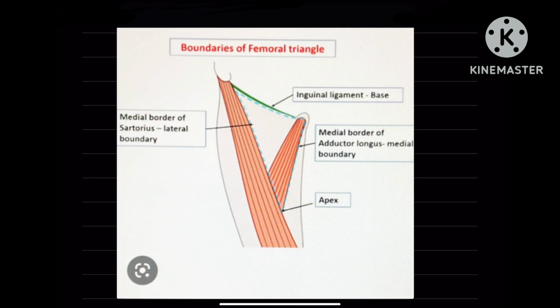Once more, the boundaries of the femoral triangle. The medial border of sartorius forms the lateral boundary. The medial border of adductor longus forms the medial boundary. The inguinal ligament forms the base, and the apex is the point where the lateral and medial borders meet.